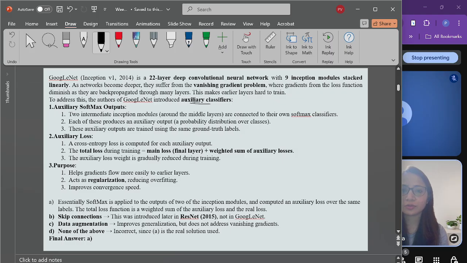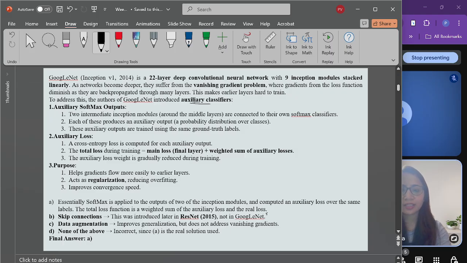What is the purpose of adding the auxiliary classifiers, that is, the auxiliary softmax outputs and the auxiliary losses? They help gradients flow more easily to earlier layers and act as a regularization to reduce the overfitting problem, so they improve convergence speed. Our option A says softmax is applied to the outputs of two inception modules and an auxiliary loss is computed over the same labels, so the total loss is the weighted sum of the auxiliary loss plus the real loss. We have seen this when adding the auxiliary classifiers, so this one is correct.